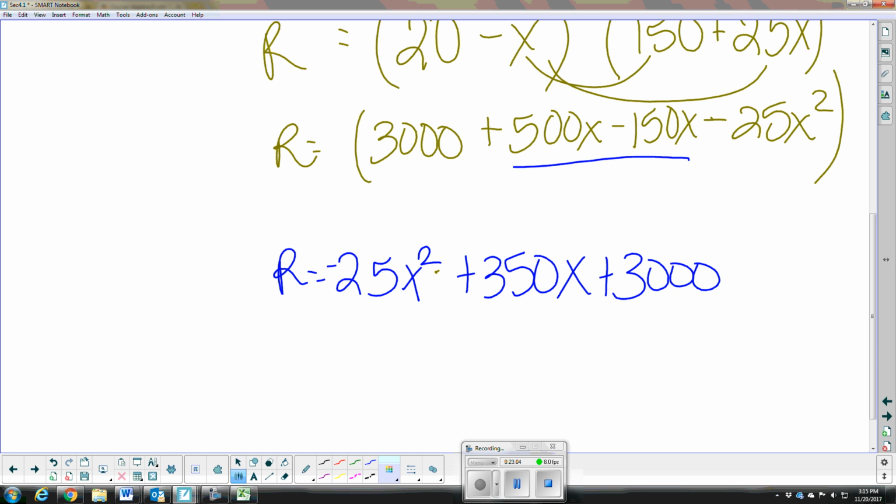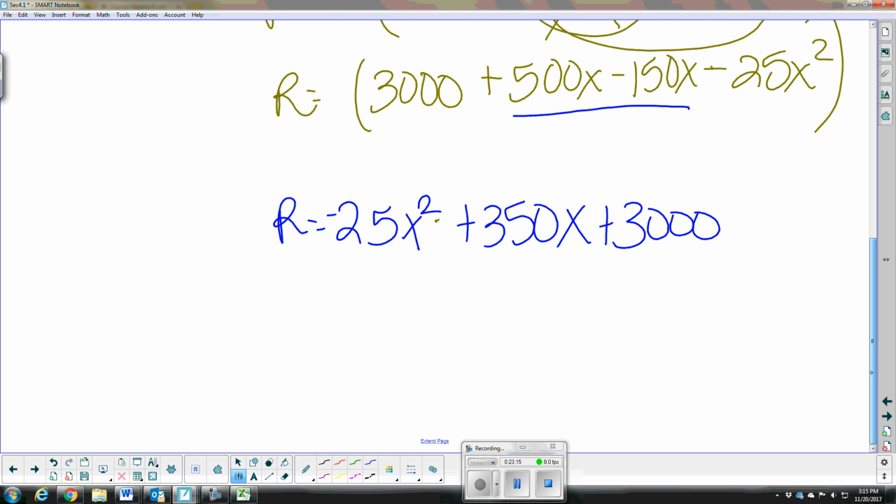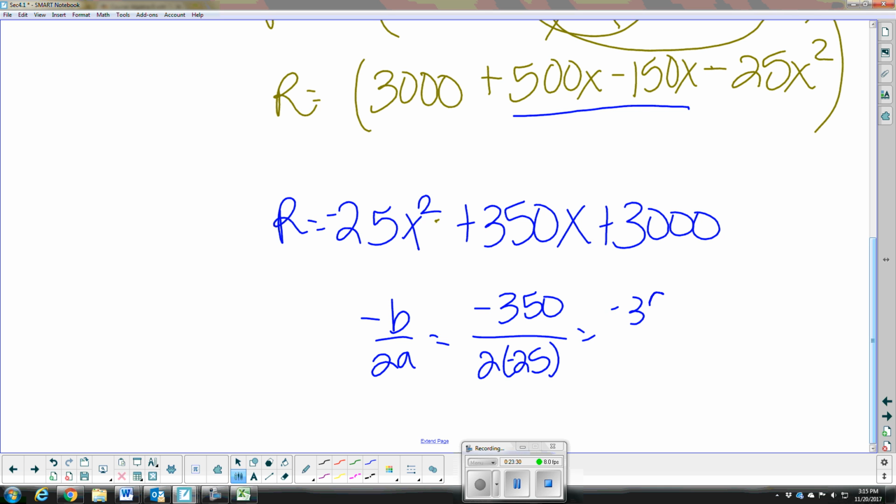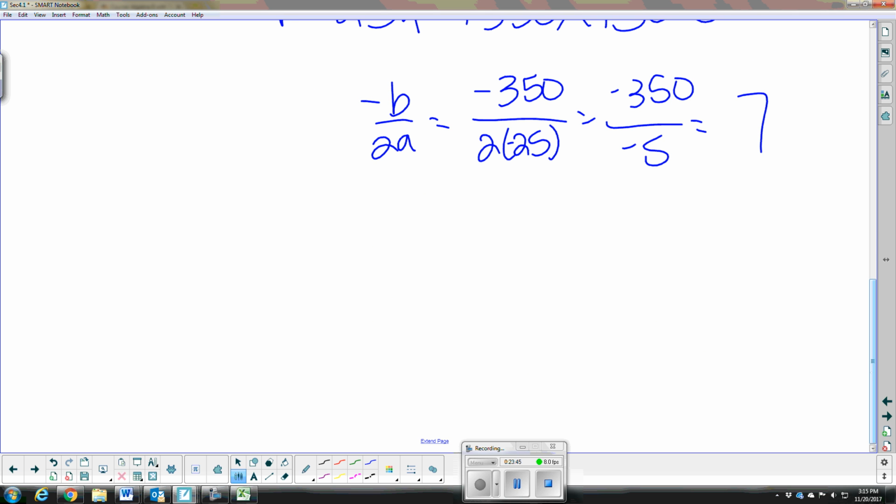Now the question is, how do we maximize revenue? What do we need to do? We need to figure out how many dollars we are going to decrease the price of DVDs. In order to do that, we need to find our vertex. So our vertex is negative b over 2a. So negative 350 over 2 times negative 25. So our x is 7. So we need to decrease the price of our DVDs by $7. And if we do that, we maximize profit.